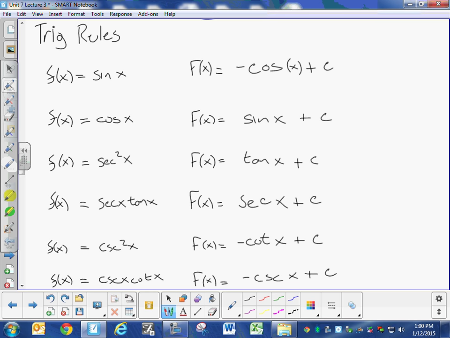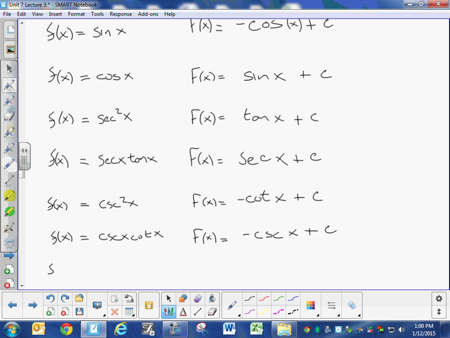Notice how specific these trig rules have to be. It's not like I gave you this. What function has a derivative that's equal to tangent? Something, exactly. We don't know. We don't know what this is. We'll be able to find this soon. Well, not that soon, but eventually.